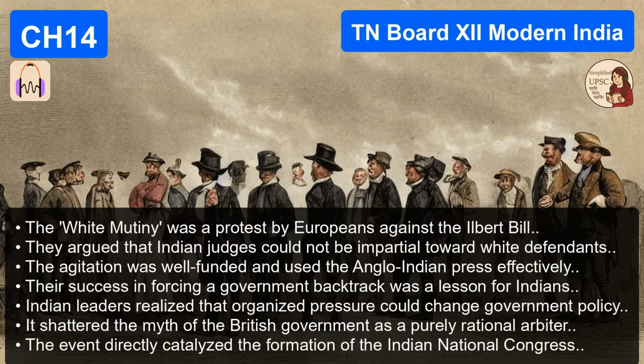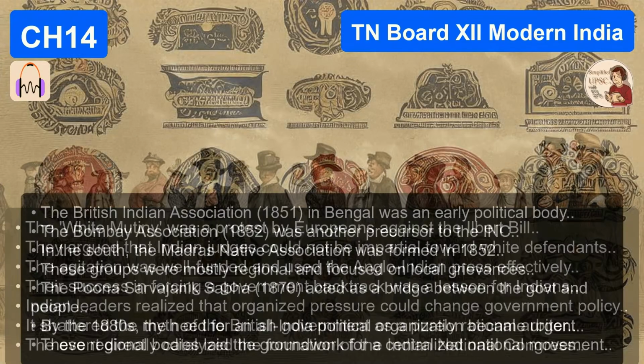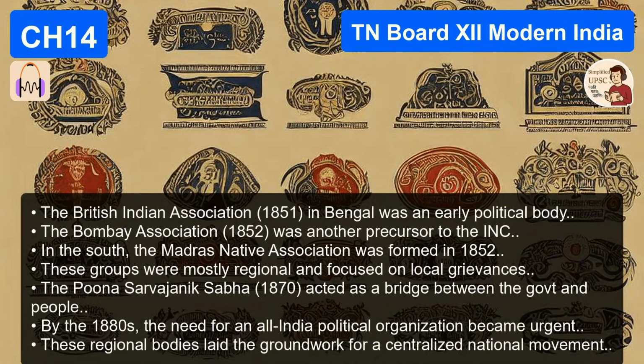Okay, let's unpack this term. Moderate sounds a bit soft, a bit timid. Who were these leaders? The heavy hitters of this era were men like Dadabhai Naoroji, who was universally respected and known as the Grand Old Man of India. You had W.C. Banerjee, the first president. You had Surendranath Banerjee, who was called the Indian Burke because of his incredible oratory skills. And of course, Gopal Krishna Gokhale, who would later become the political guru of Mahatma Gandhi.